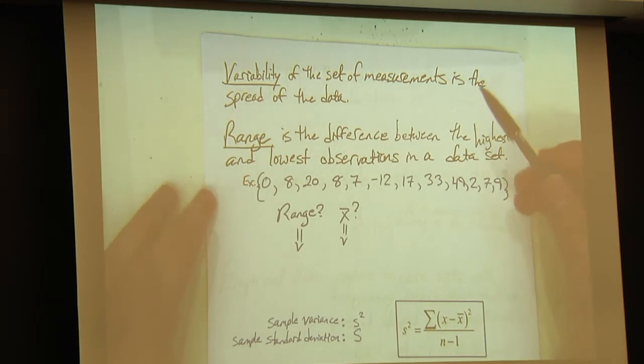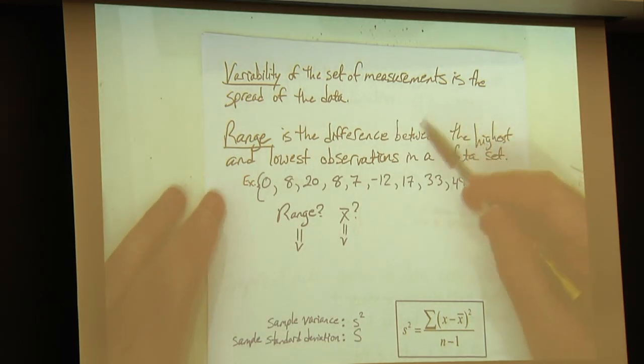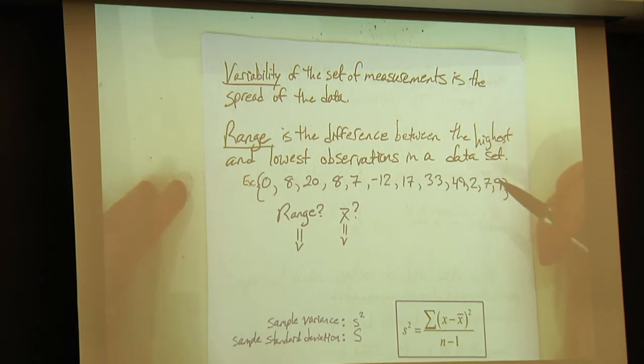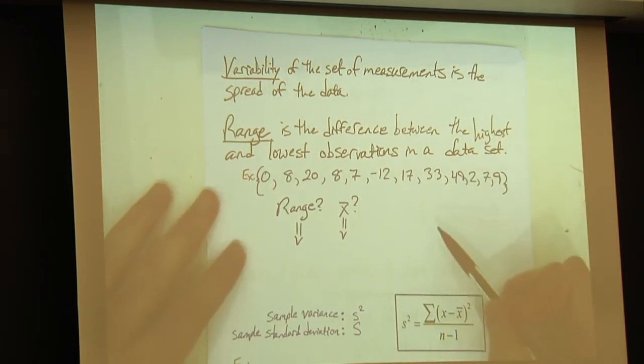Okay, so looking at variability, just a couple of definition things. Variability is a measure of spread, right? So we're looking at how tight the groupings are on measurements. Range, just the difference between the highest and lowest numbers.